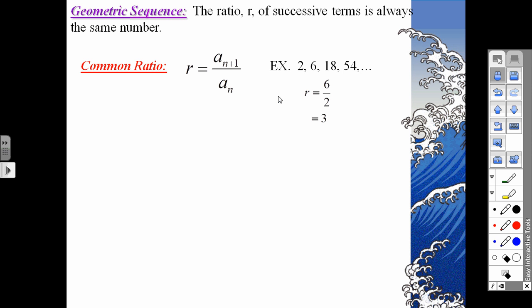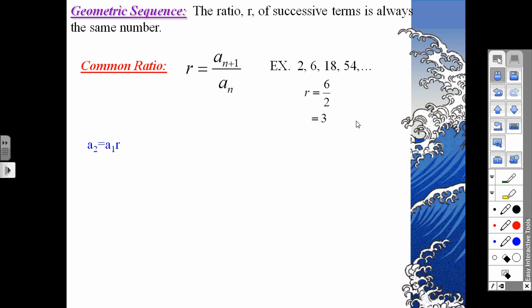So for this example, if you have the sequence 2, 6, 18, 54, it's very clear here to see that you're multiplying by 3 each time, and that's going to be your common ratio. But if it's not clear, following this rule, we could take 6 and divide it by 2, or take 18 and divide it by 6, or take 54 and divide it by 18. Any way you do it, you're still going to get 3.